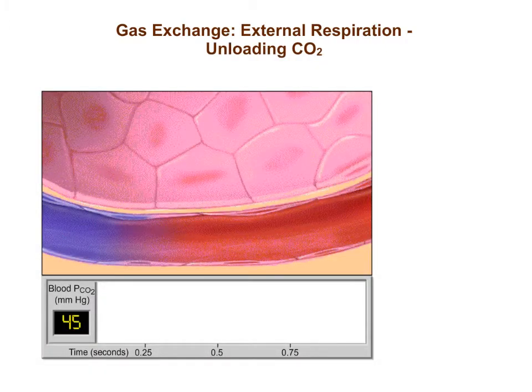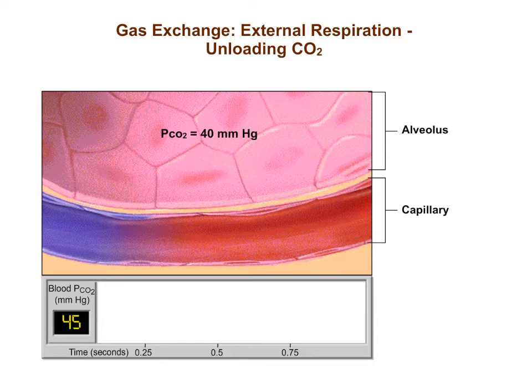Now, let's look at the unloading of carbon dioxide from the blood into the alveolus. The PCO2 of the alveolar air is 40 millimeters of mercury. At rest, the PCO2 of the blood entering the pulmonary capillaries is 45 millimeters of mercury.